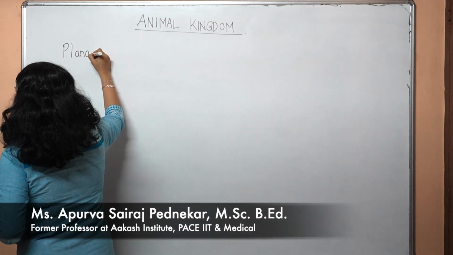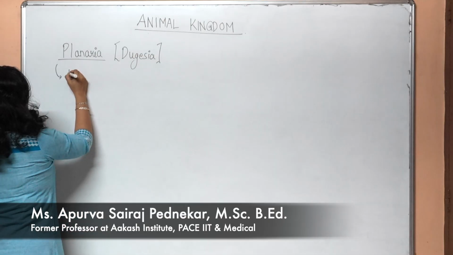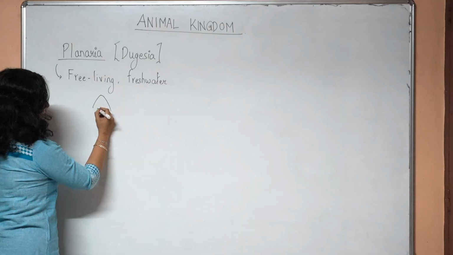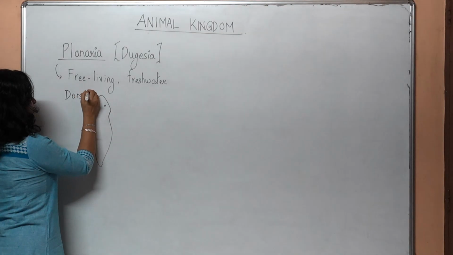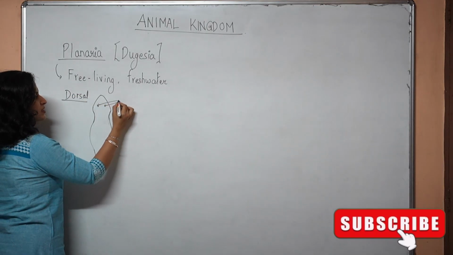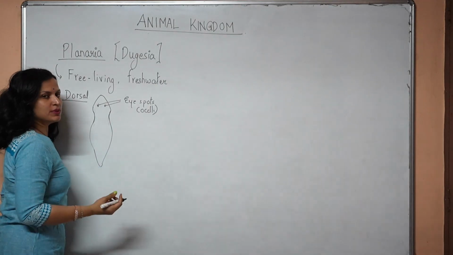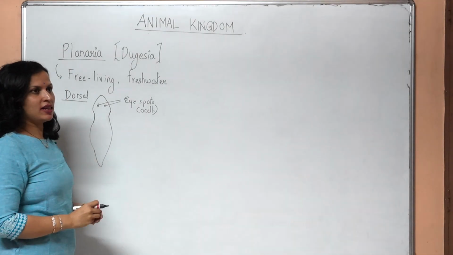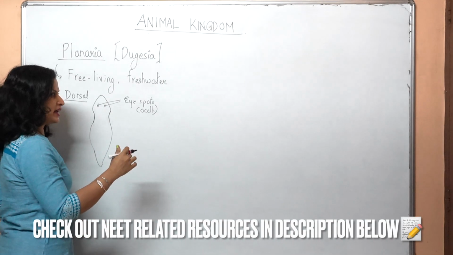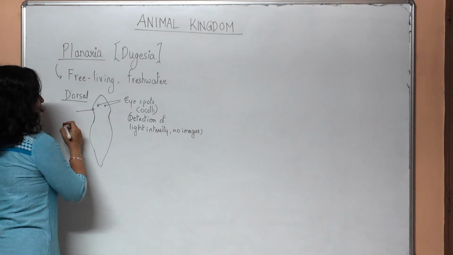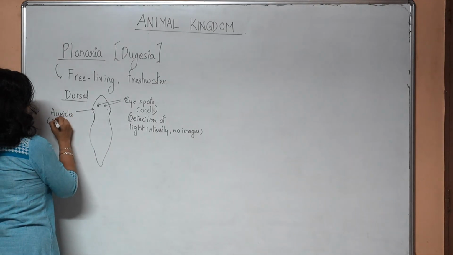Hello students, let us start with Planaria. Planaria, also called Dugesia, is a free-living freshwater being. If you look at its body, on its dorsal side you will see two eye spots, also called ocelli, which do not produce images. They help it detect the intensity of light. There are also two auricles present on the dorsal side which are chemoreceptors.